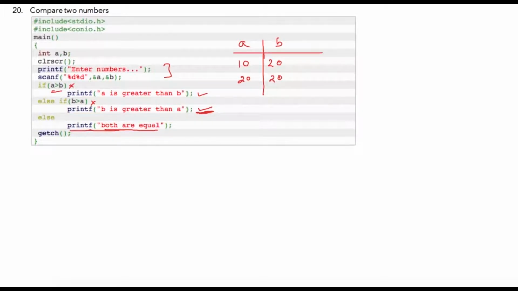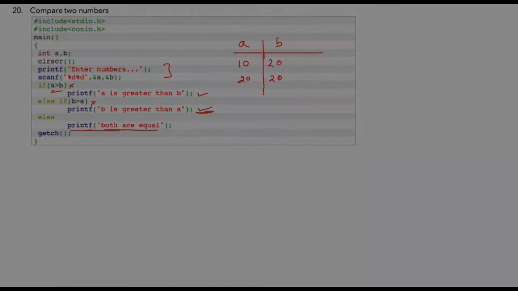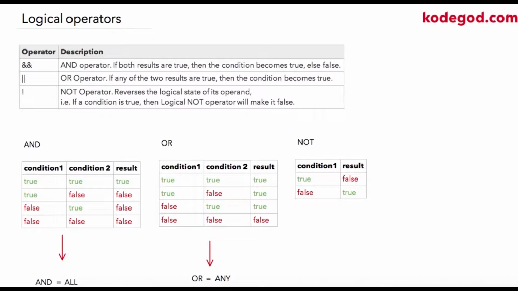In the next lecture, we are going to learn about logical operators. So these are a little advanced concept of decision control structures. So I strongly suggest you try the programs that we have seen on decision control structures before moving on to the next chapter. Now we are going to learn about logical operators.